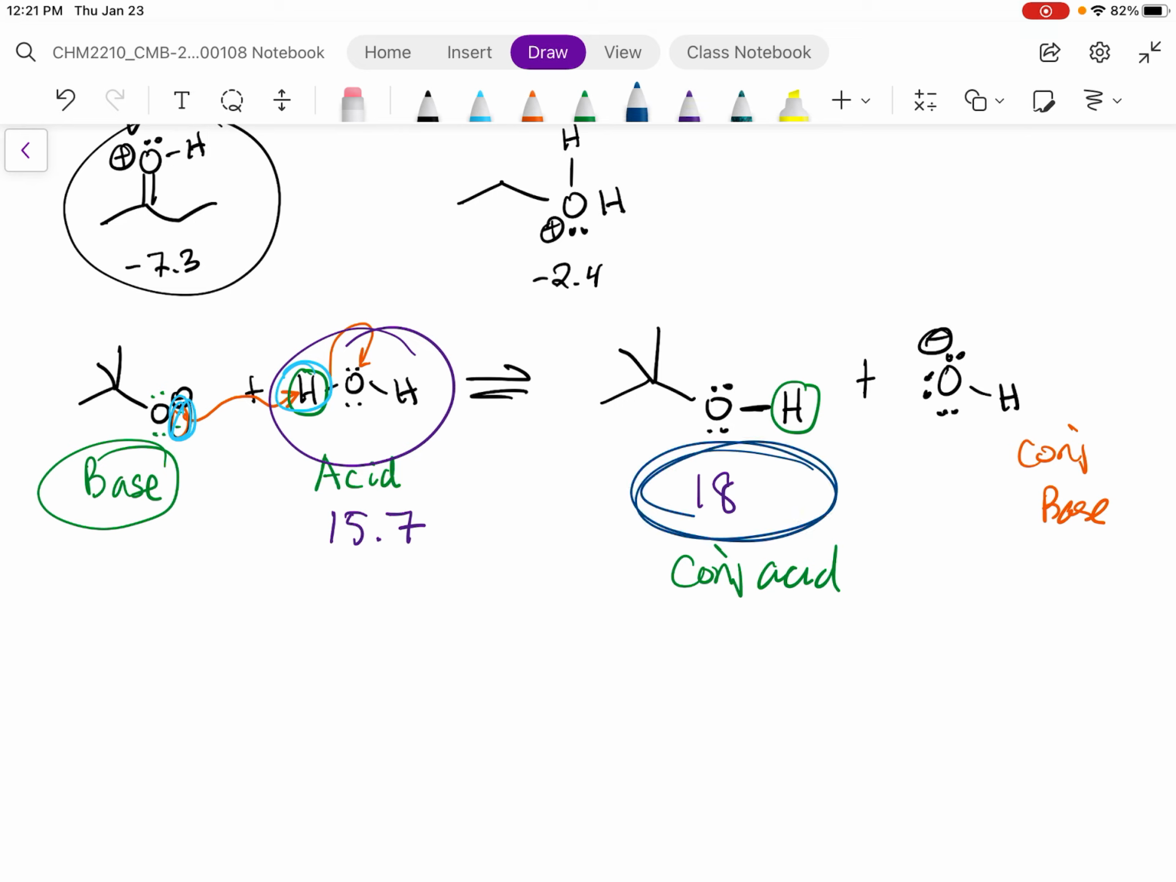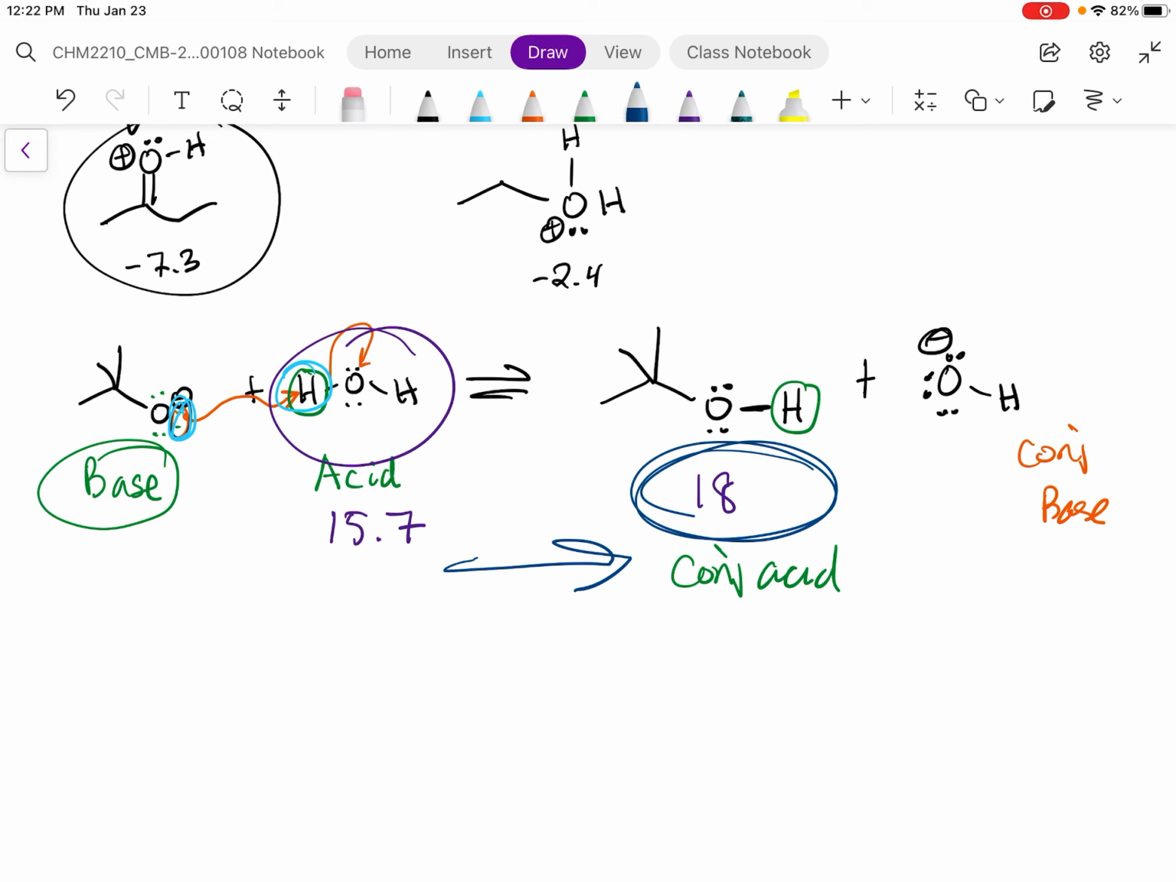That's the weaker acid because it has the larger pKa. So at equilibrium, it favors the weaker acid. That's all you have to do. Find your acids, find their pKa's, identify the weaker acid, and that's where equilibrium is going to favor. So it's going to favor the right, or you could say it's going to favor the products. Does that make sense?